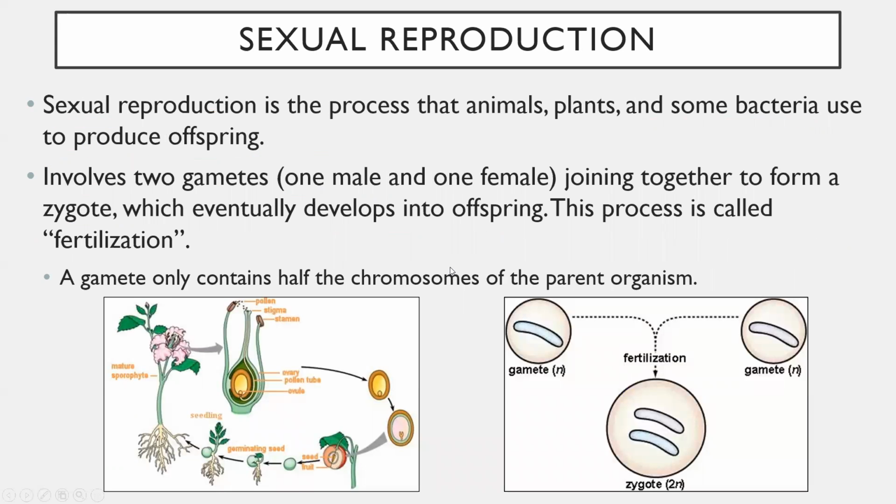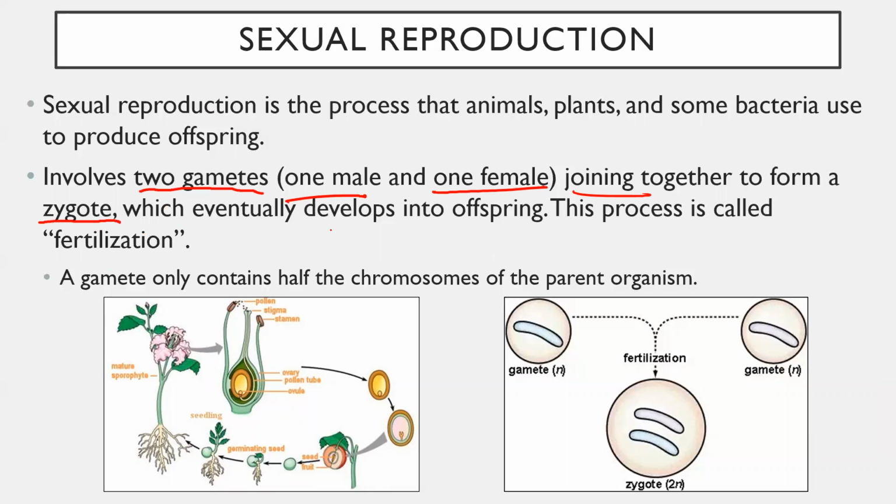Next up, sexual reproduction, of course. This is the process that animals, plants, and some bacteria use to produce offspring. Basically, all you need to know from a science perspective on this is that it involves 2 gametes, one of which is male, one of which is female, and they join together to form something called a zygote. So a gamete and a zygote, those are some important terms that you need to understand.